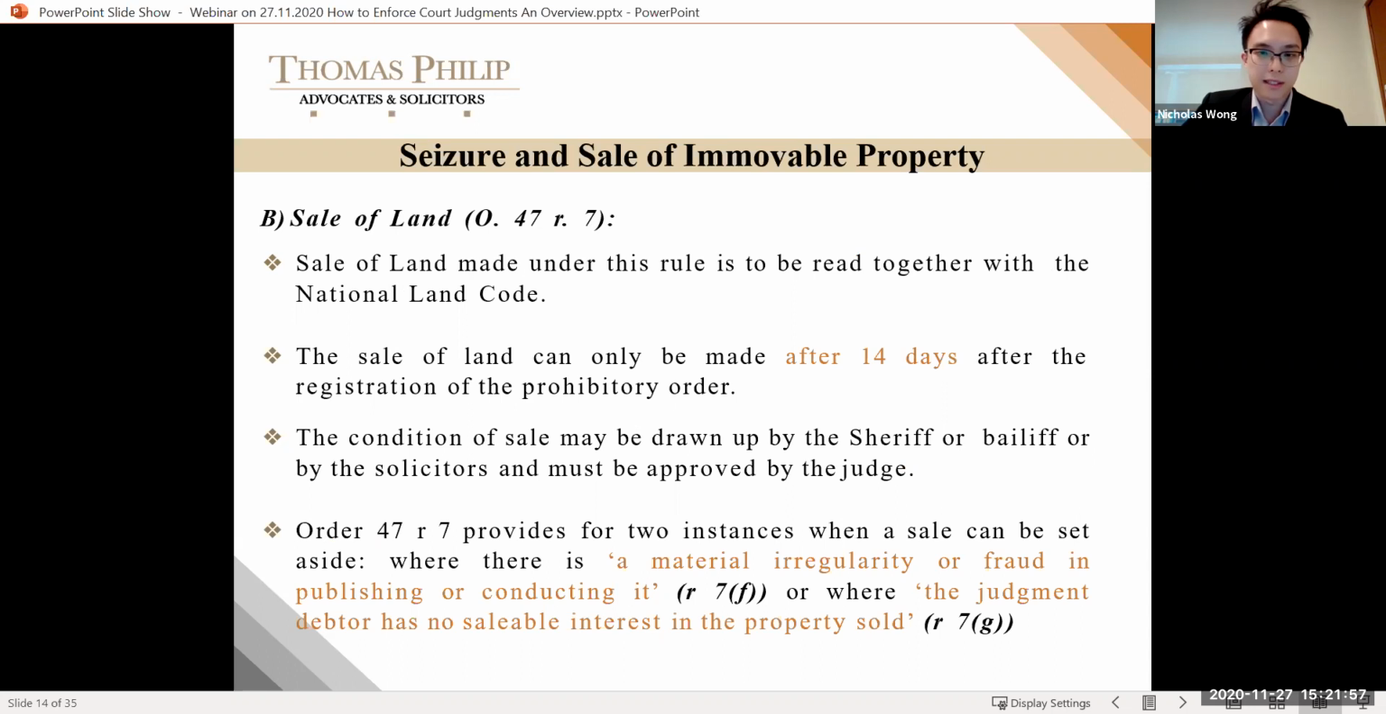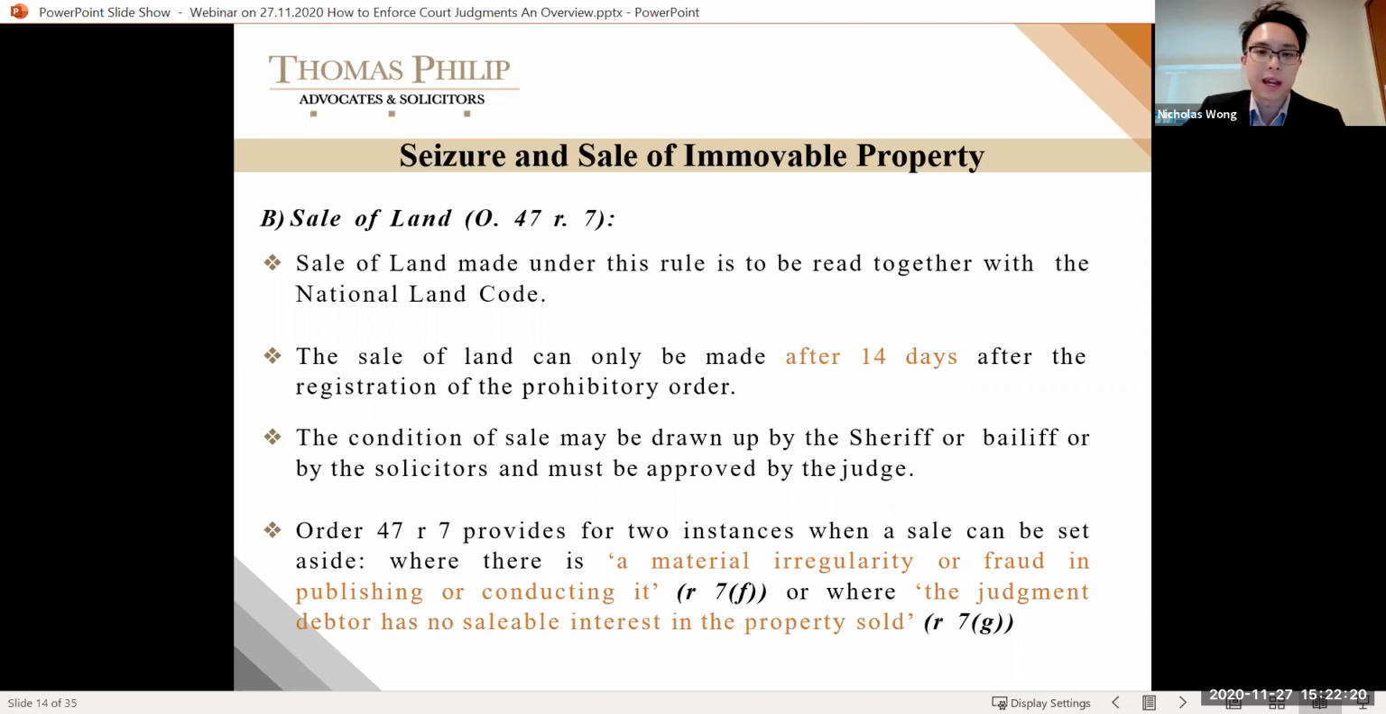The judge will approve this. This is all something your lawyer will have to advise you on, right? And can this be set aside if it's sold? Yes, but if you look at the rule in question, it's a very particular thing you have to prove, right? First is material irregularity or fraud in publishing or conducting it.